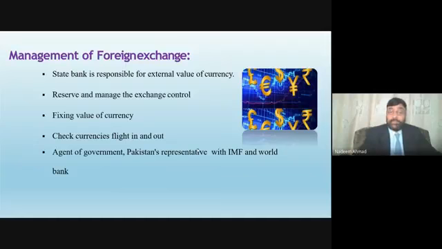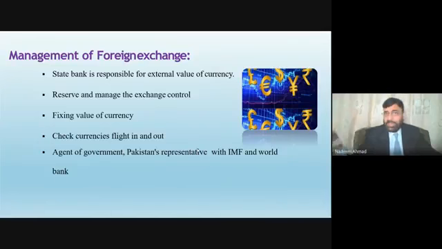This is management of the foreign exchange. Check currencies flight in and out. As money laundering is going on nowadays, everybody is discussing Nawaz Sharif having money. So they are just getting it out from our economy. So who allows? But this is the simplest question here. I'm not talking about the politics over here, but this is a simple question.